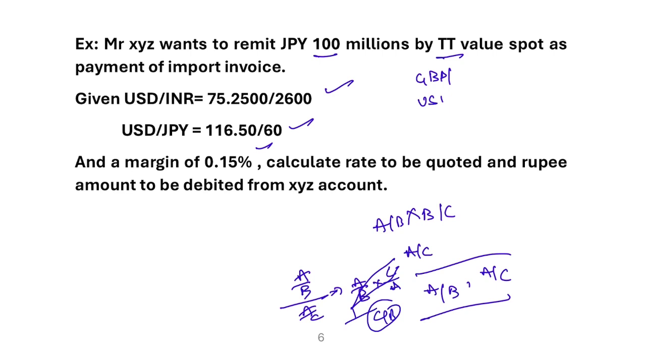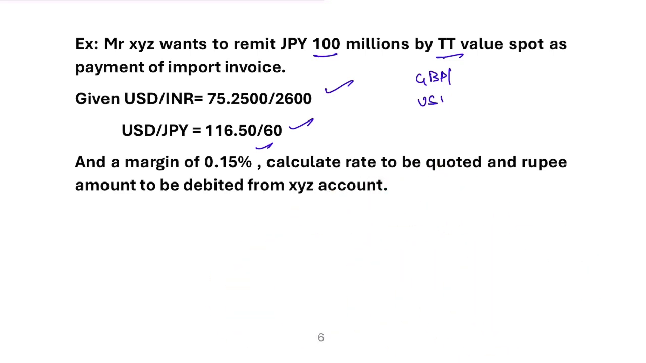Same way, here also he has given USD by INR and USD by Japanese yen. What do we want? We want JPY by INR. Got it? JPY by INR we need. It is like the previous example, but a little bit of difference is there. Here also the customer needs Japanese yen and has INR. With the INR we need to purchase USD. With the USD we need to purchase JPY. So we will consider the selling rate only.